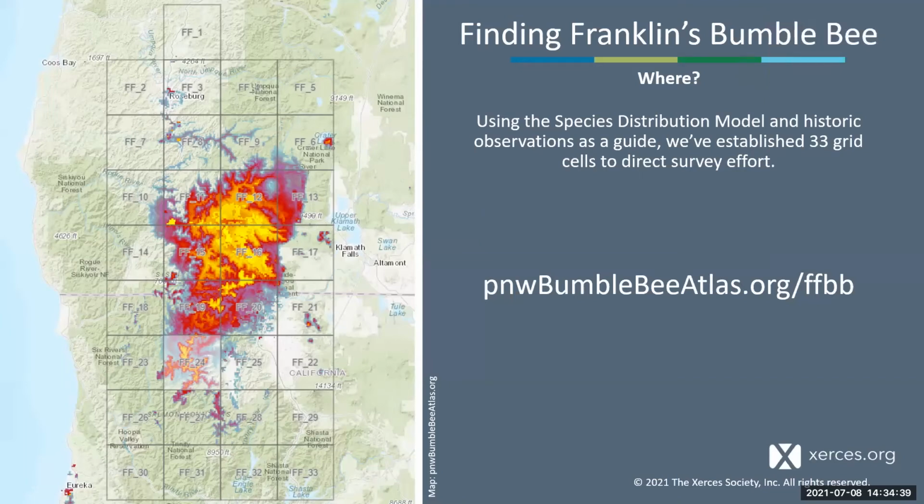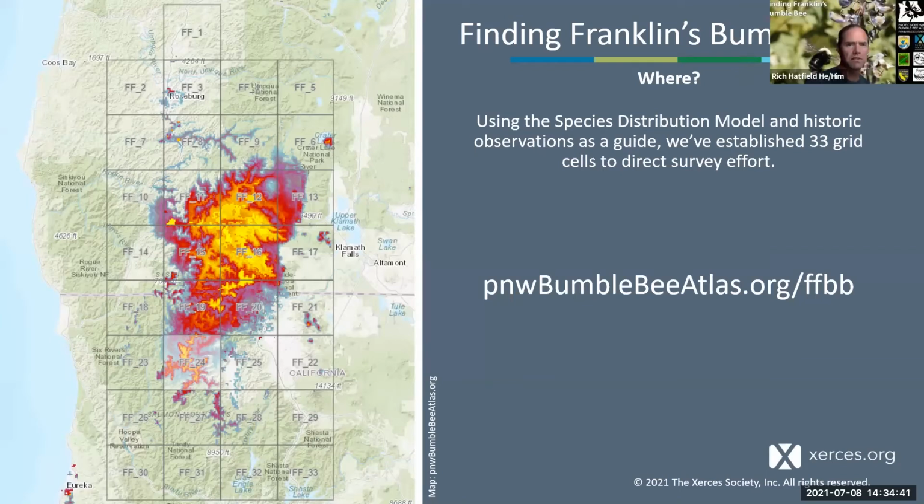Very good. Okay, so as I mentioned, we have the species distribution model. We've overlaid this grid, we've extended the Pacific Northwest Bumblebee Atlas grid down into California, and the grid goes outside of the species distribution model. The reason for that is that the species distribution model is a hypothesis. Historically, survey effort for this species has been pretty small. We only have a handful of records, 60 some odd records, I believe. So it's not a lot of information to go from, and we may learn more about the species by surveying beyond where it was known historically.